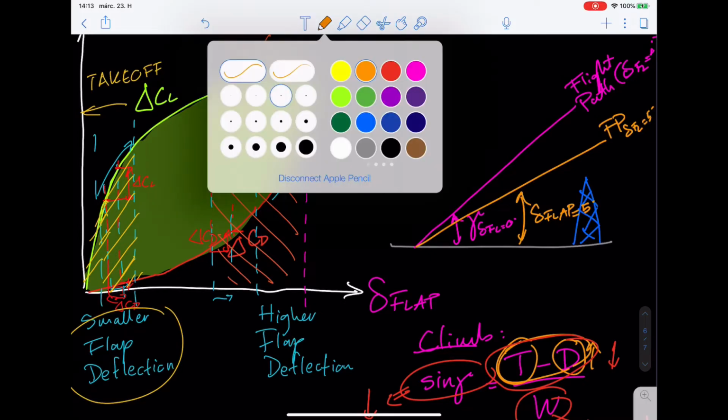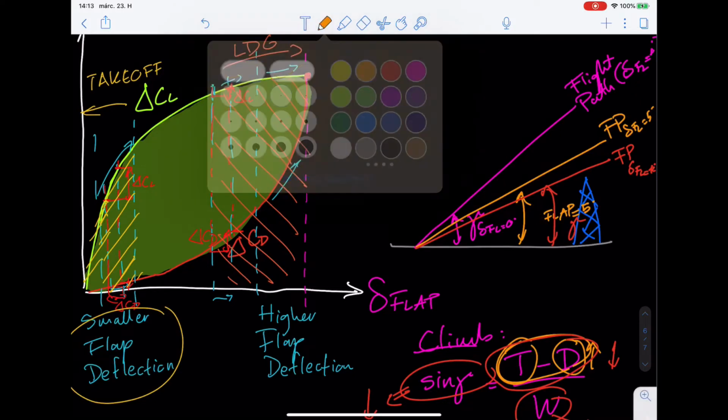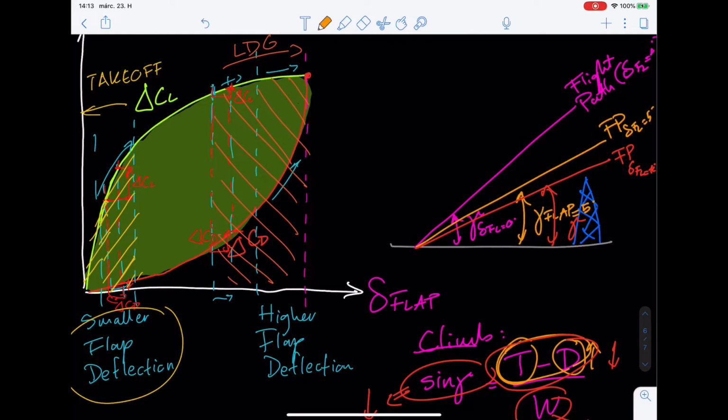Let's say you have another one for 10 degrees, and your flight path for delta flap 10 degrees is going to be reduced, right? So your angle is going to be even shallower. And just one quick correction here, this one is not delta, this is gamma right here, and this is with flap deflection of 10 degrees or 15, yeah, 15 degrees.